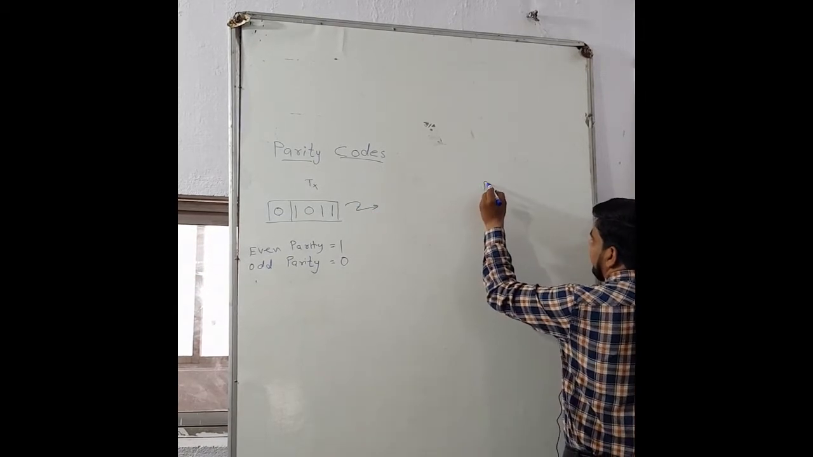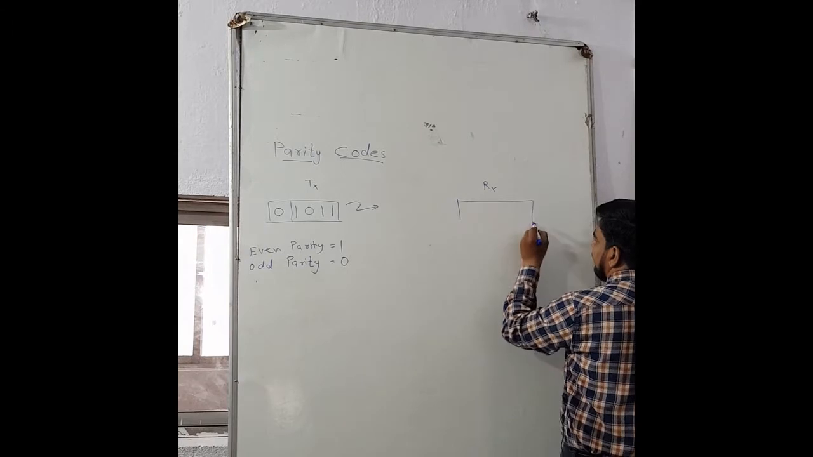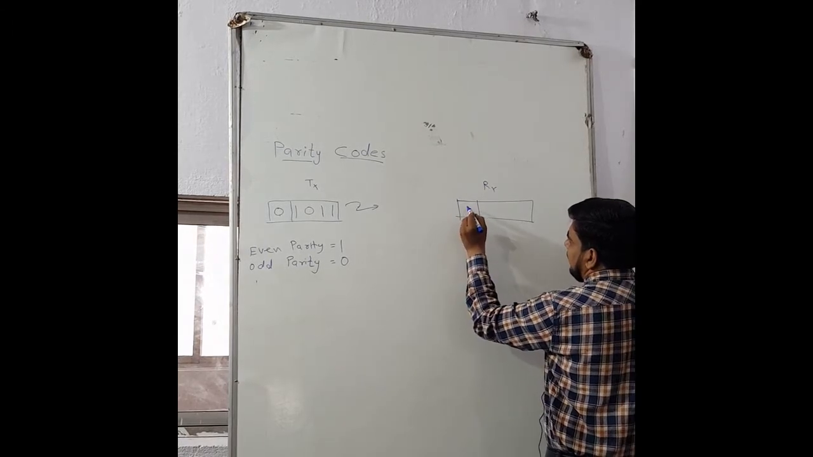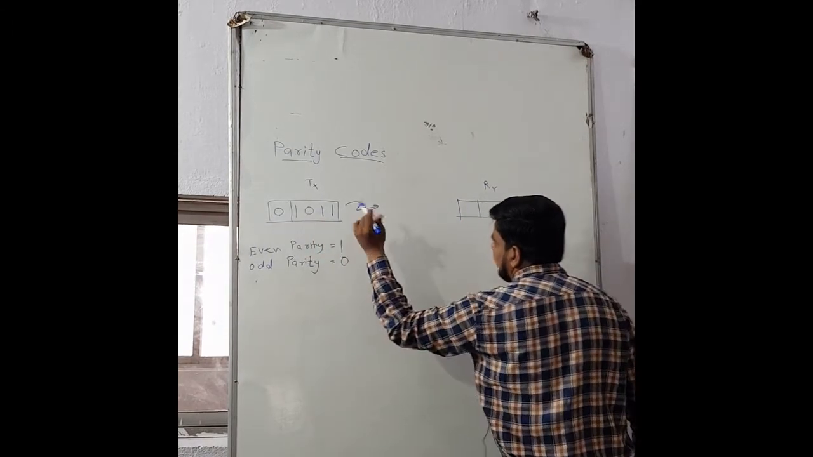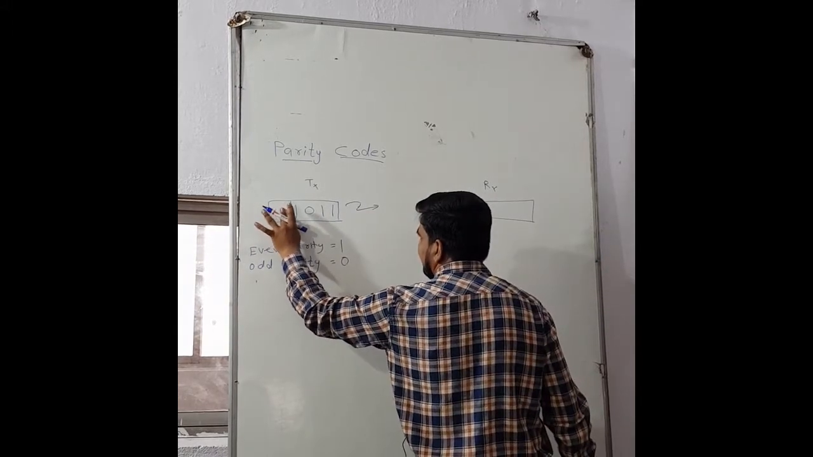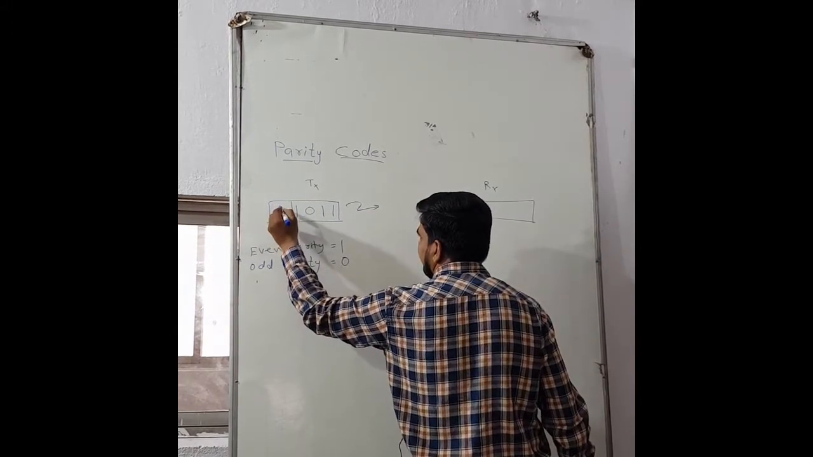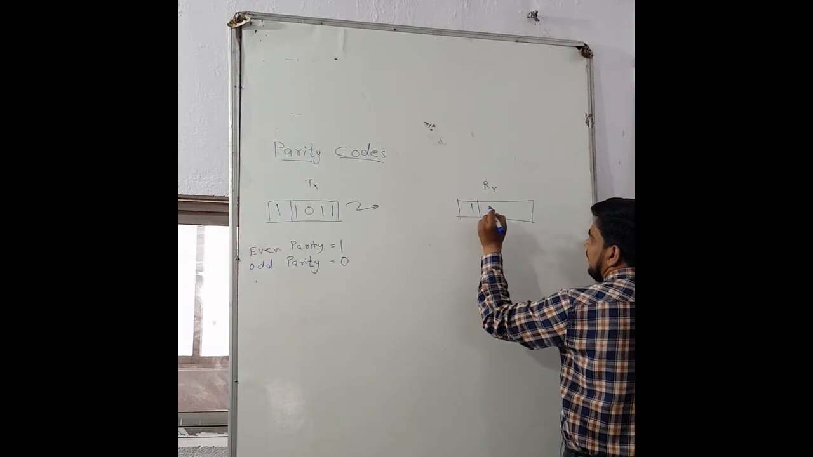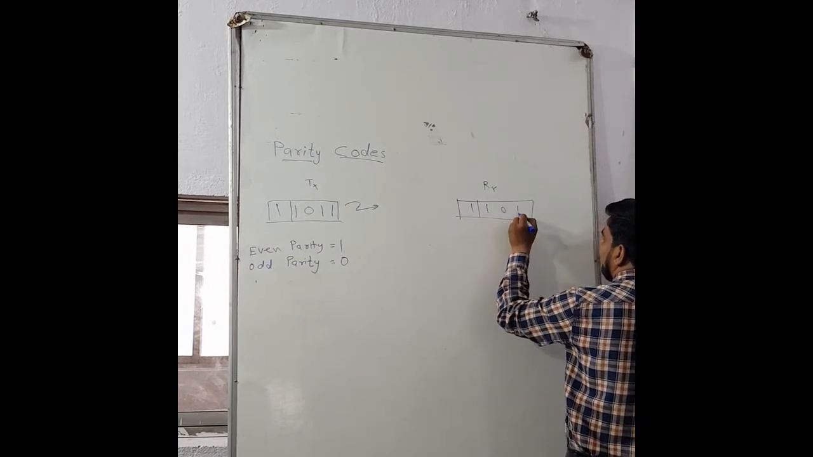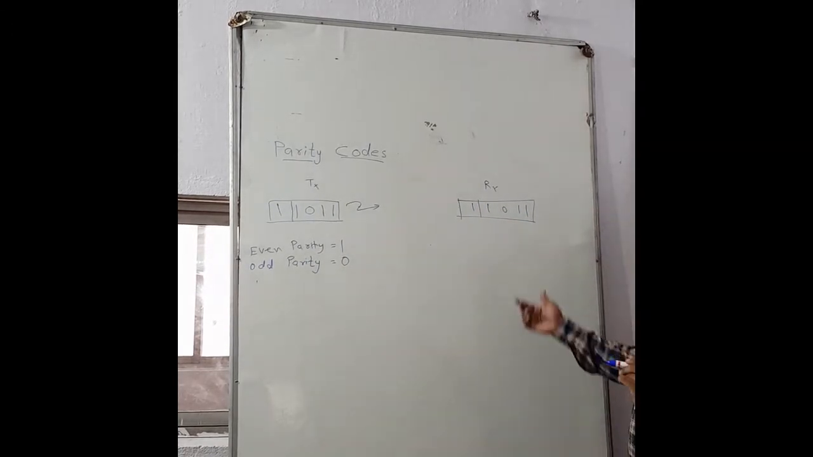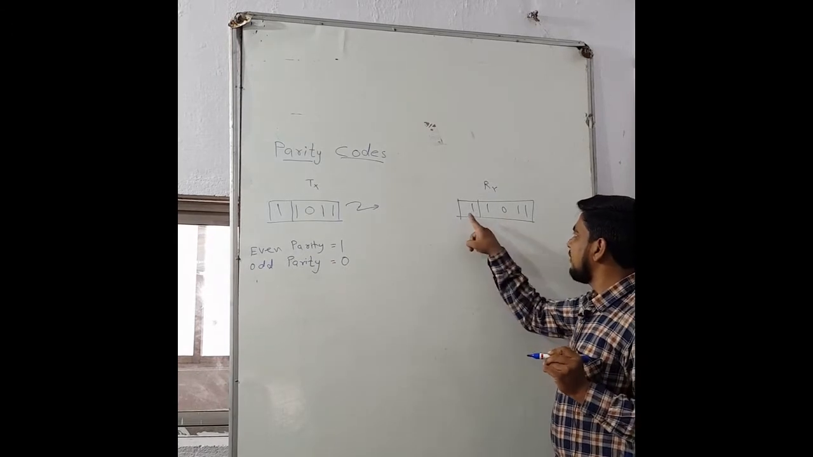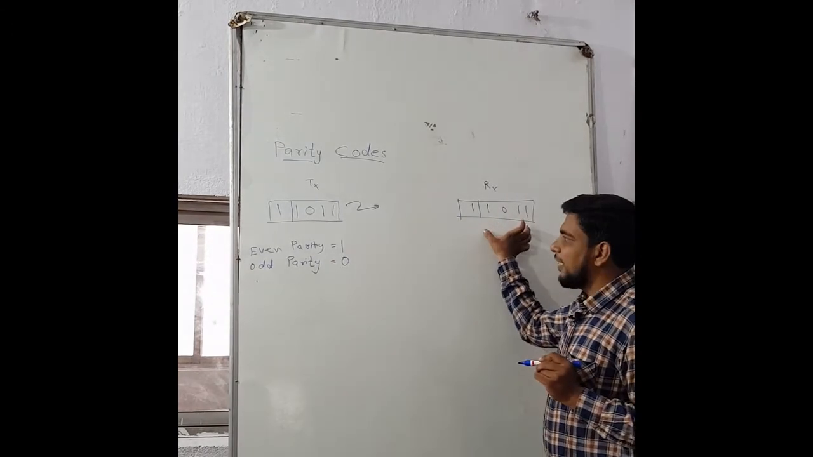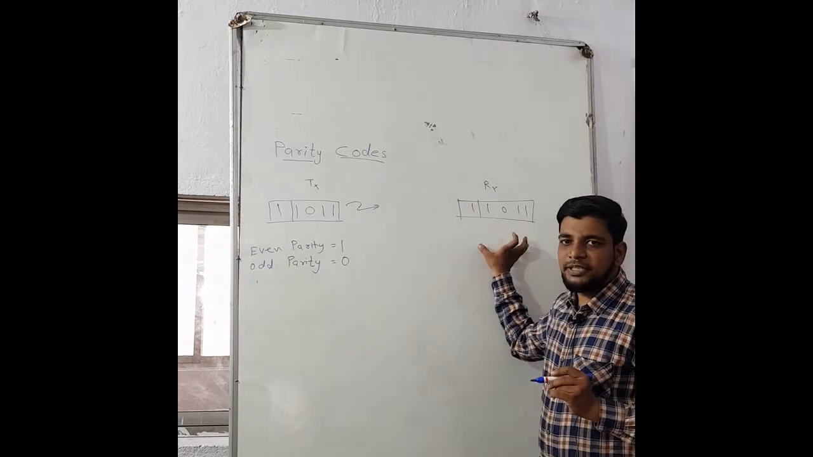At the end of the receiver, again the same bit. Suppose we are considering an even parity, then this bit will be 1. If it is 1, this 1 0 1 1 is correctly received. This data is compared with the redundant bit. If it matches, the receiver accepts this information.